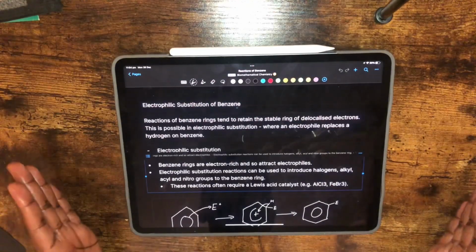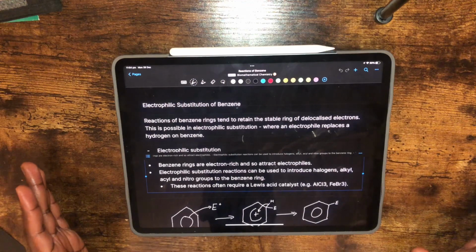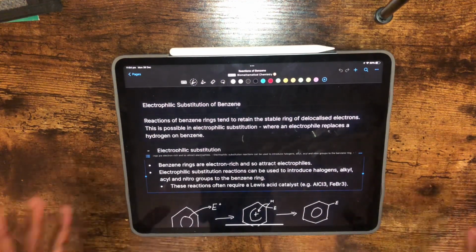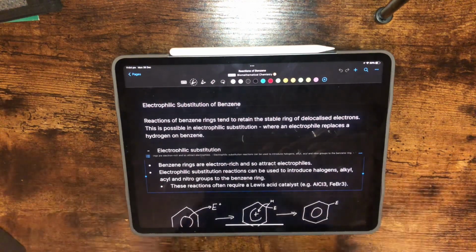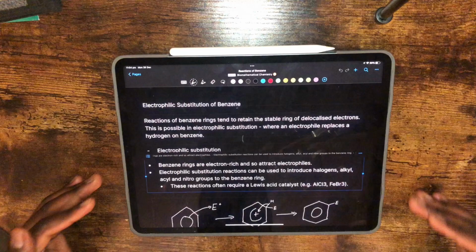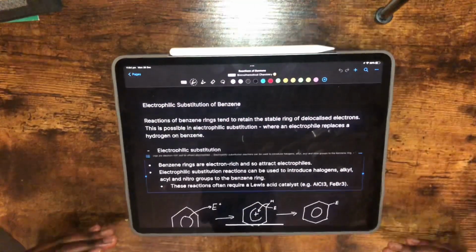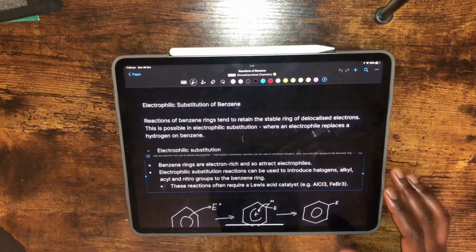So we want to maintain the structure of benzene. Benzene likes to keep its structure very stable. I already talked about why that is, but electrophilic substitution maintains aromaticity. In case you get any question asking about that, it's because it maintains aromaticity. You might get a question that asks that, so if you ever do, that's the reason why.